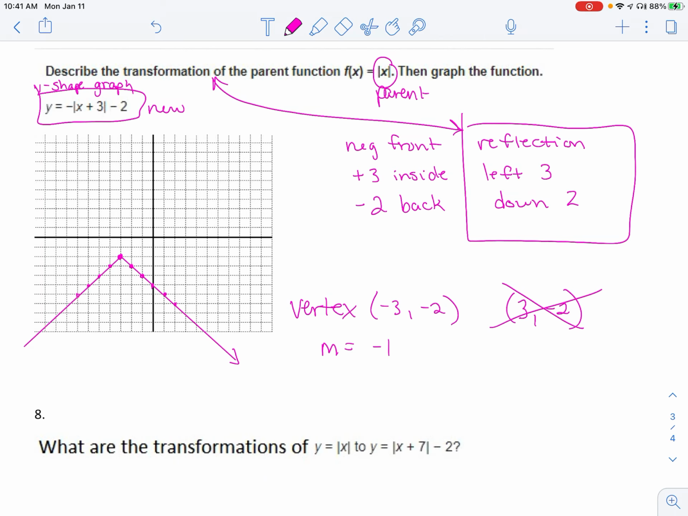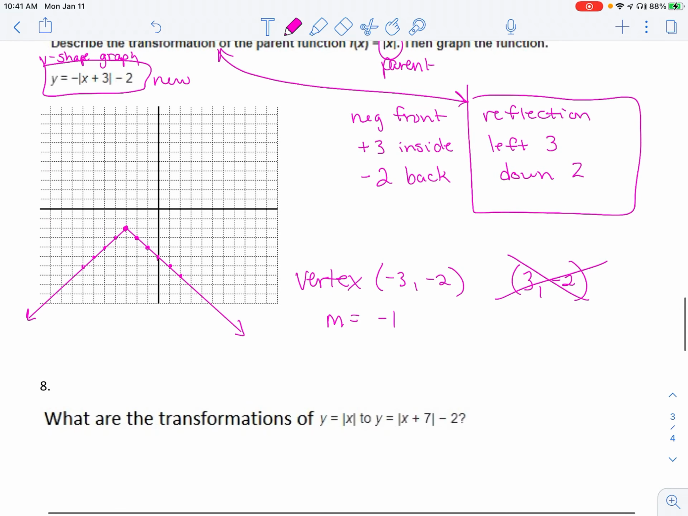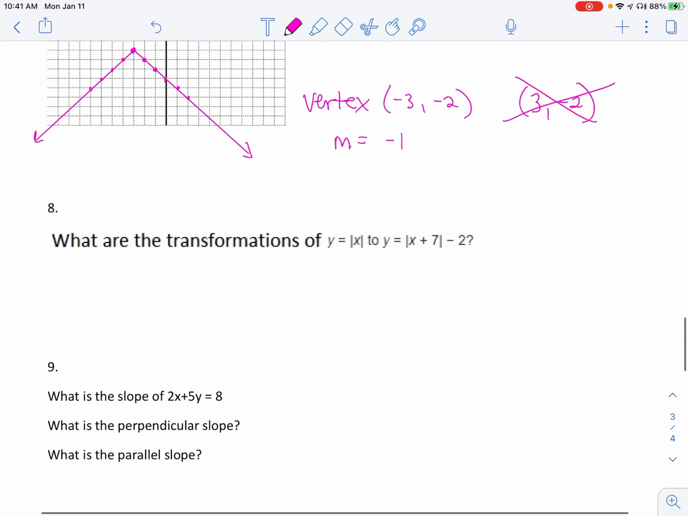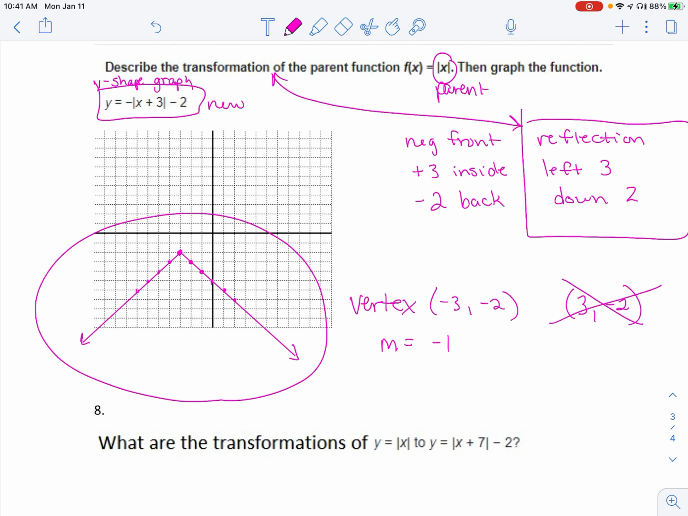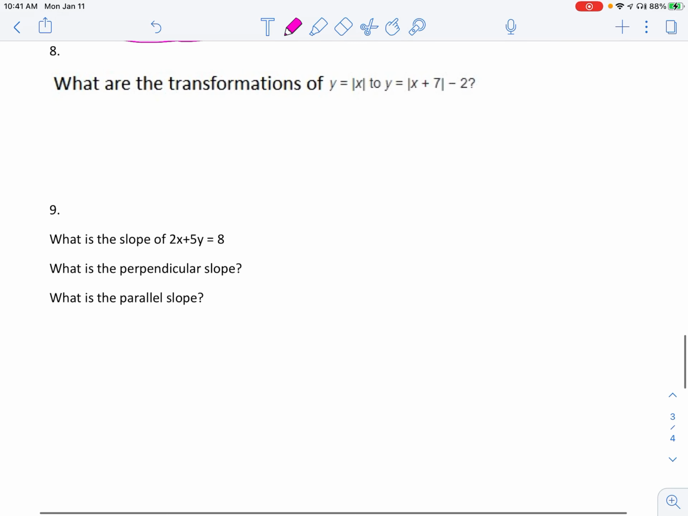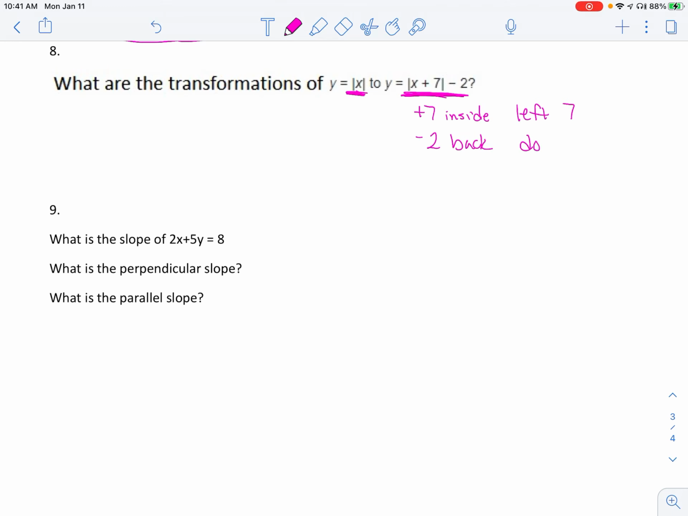And there's no shading on this problem. If there was shading, it would be like less than or greater than. So that's it. So we did the graph and we did the transformations. So they wanted this and the transformations. Now, transformations again. We again have another absolute value, and this is what we are producing from it. So this +7 on the inside is a left 7, and the -2 in the back is a downward shift of 2.